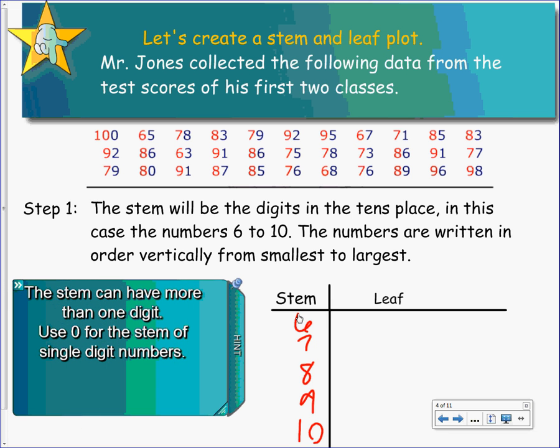Then we talked about how the stem can have more than one digit, as in the 10. Use 0 for the stem of single digit numbers. And I asked them, do we have any single digit numbers? And they answered, no, we didn't. So that doesn't apply this time, but would in the future.